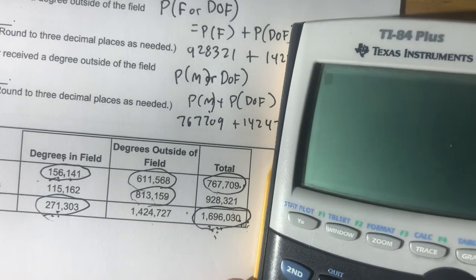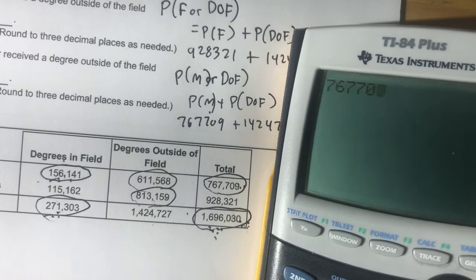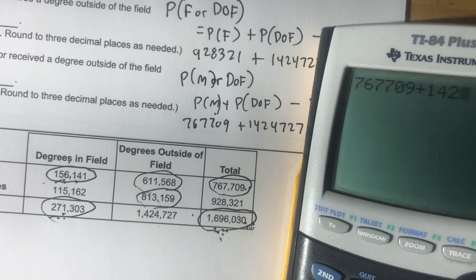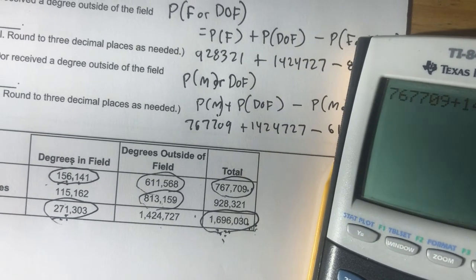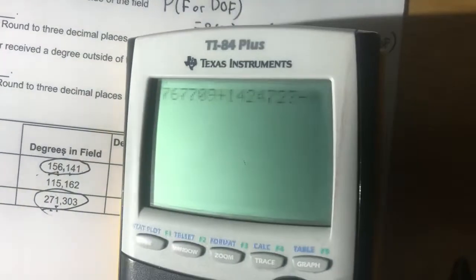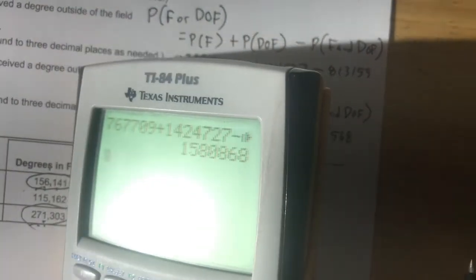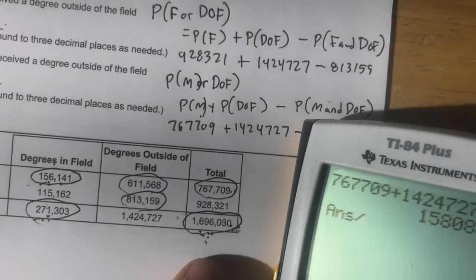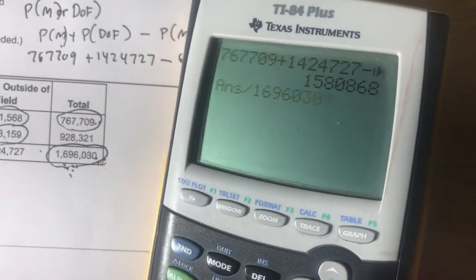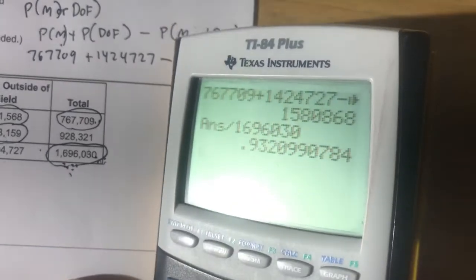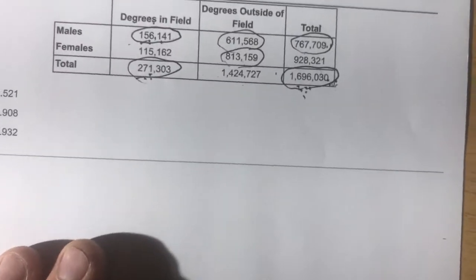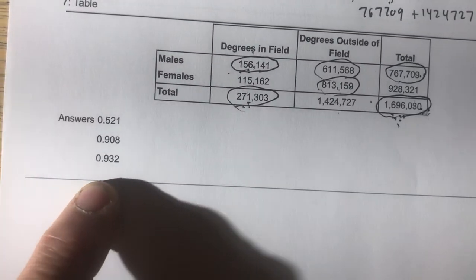All right, so I have 767,709 plus 1,424,727, and then minus 611,568. And hit equals, and I get that number there. And then divide it by the total here, 1,696,030, and I get this right here, 0.932. And the 0 does not make the 2 go up, so 0.932. And there you go. We got it right. 0.932.